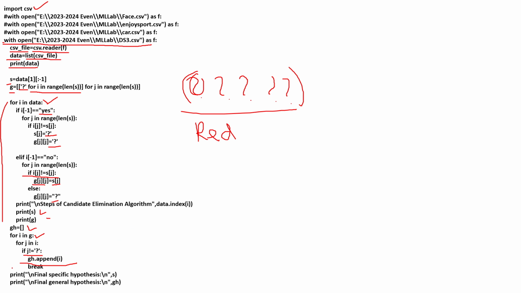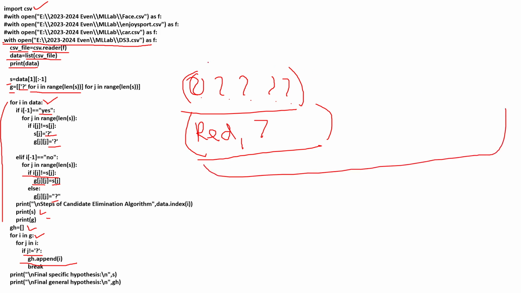The complete thing you have to append. Okay, if that set has got at least one non-question-mark value, copy the whole thing to GH. Like that you repeat it for all the things. If all these are question marks, then it won't be appended to GH. So my final answer will be in S and GH, my fine-tuned general hypothesis.